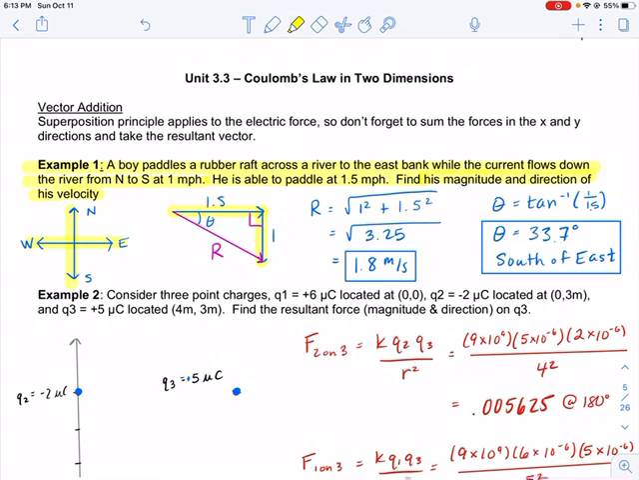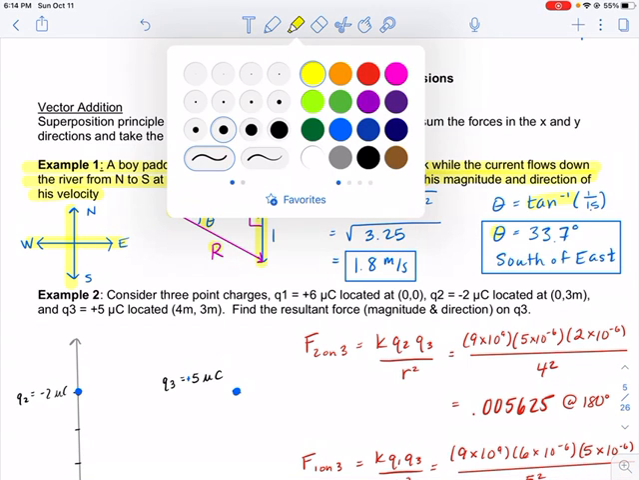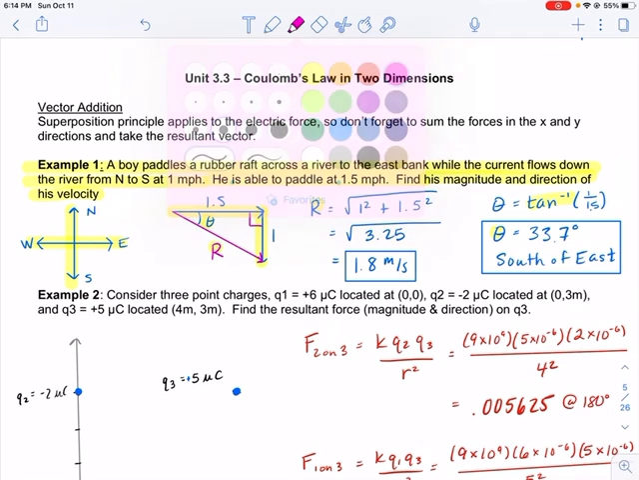Okay, so to find magnitude and direction, I'm going to use the Pythagorean Theorem to find r. And then I'm going to use inverse tangent to find theta. And in this scenario, r is 1.8 meters per second, and theta is 33.7 degrees. You could call this 33.7 degrees south of east. We would start at east, and then we're 33.7 degrees south of that.